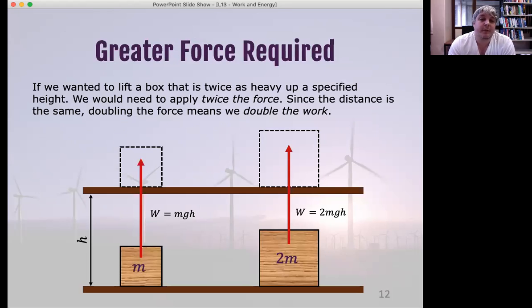Let's suppose we want to lift a box that's twice as heavy up a specified height. So we're not changing the height, we're just still moving the box up height h. However, the mass is now 2m. We still just have the same formula. Mass times gravity is the force we have to apply, and we're doing it over some height h. So mgh for our initial box and 2mgh for our second box. So doubling the mass requires doubling the force for our lift, and therefore it doubles the work.